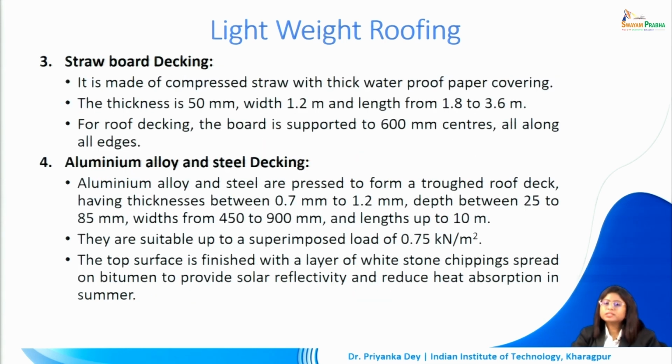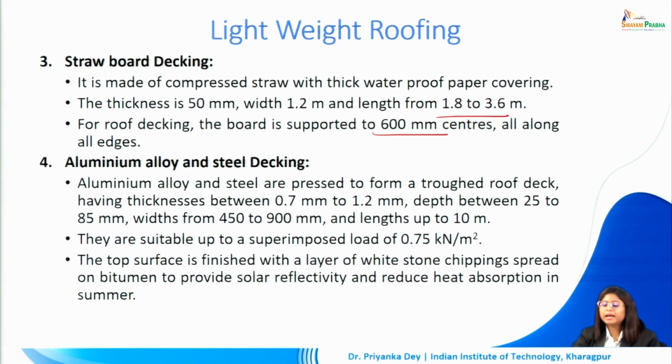In case of the straw board decking, it is made up of compressed straw with thick waterproof paper covering. The thickness is 50 mm, width 1.2 meters and length can vary from 1.8 to 3.6 meters. For roof decking, the board is supported at 600 mm centers all along the edges.